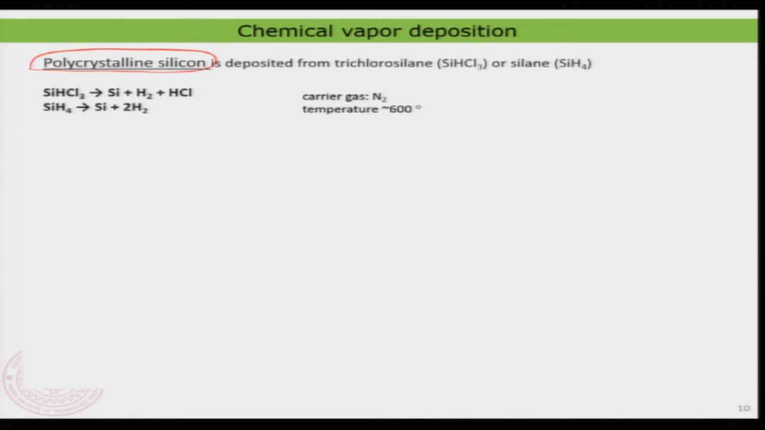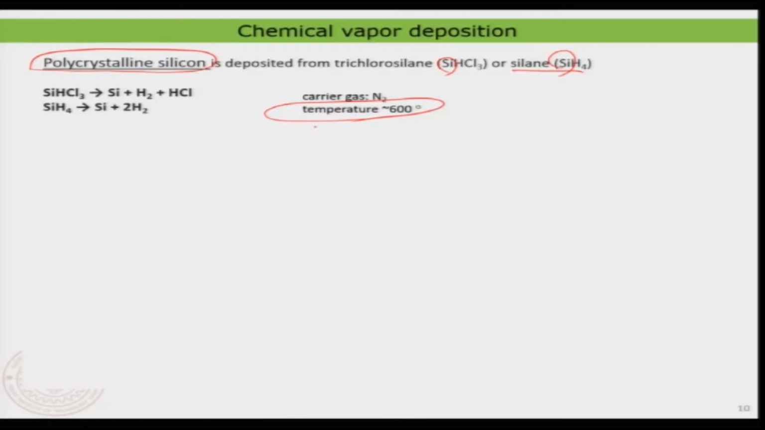That is my task. So what I need to think about is a molecule that has silicon as one of the ingredients. As you see here, if I take trichlorosilane or silane itself, I have silicon as one of the ingredients. That is the most important thing. Now you take these precursor molecules and mix them with some carrier gas, and let these molecules travel with the carrier gas onto a surface at which the reaction happens. What is the reaction? It is normally done with the help of temperature.